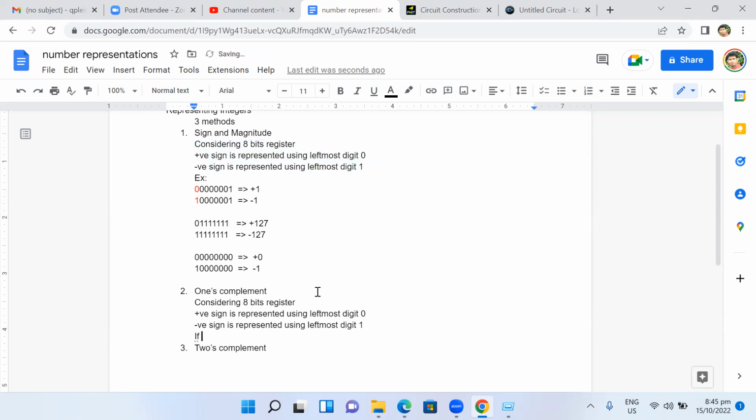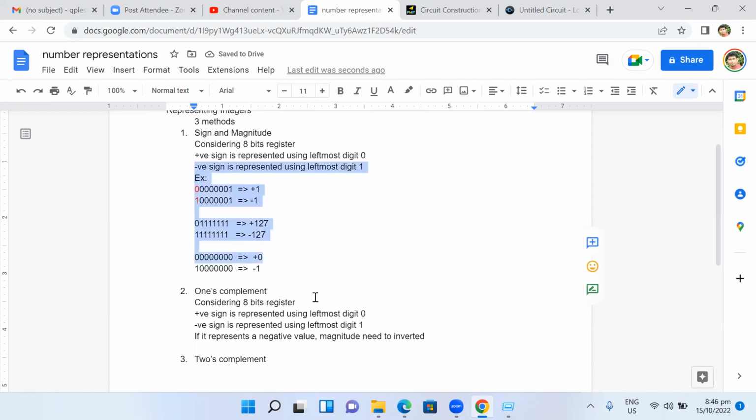If it represents a negative value, the magnitude needs to be inverted. If it represents a negative value, the magnitude needs to be inverted.